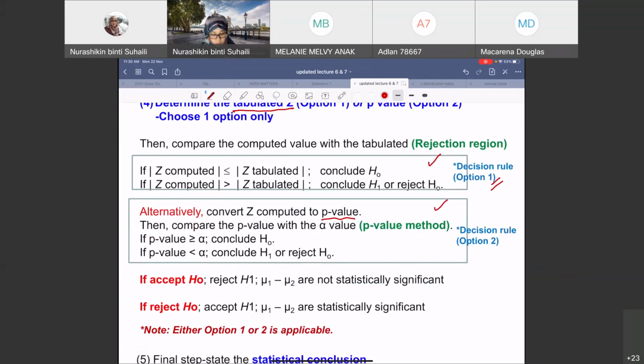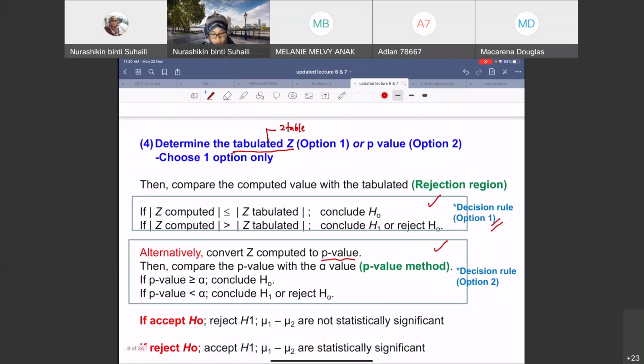So let's say you calculate the Z table value and then you have the Z calculated. You compare the two values, use these rules. So if Z computed is less than the Z table, then you conclude H0, and the other way around. Also please don't forget this symbol. Whatever negative value comes out, after you have that absolute symbol, you consider the absolute value. It means that you only consider the positive values.